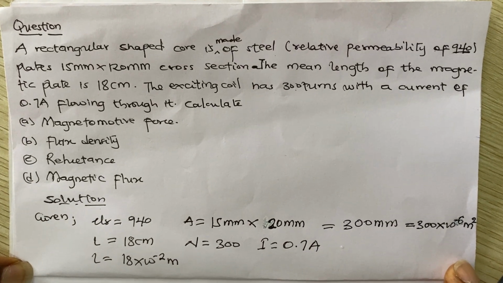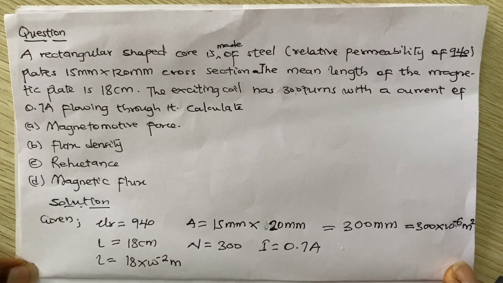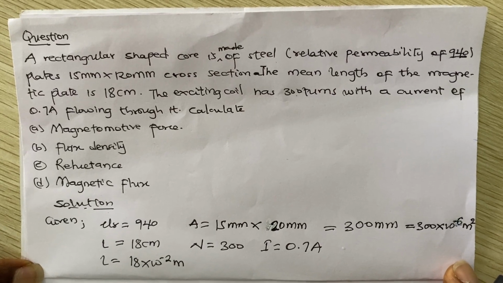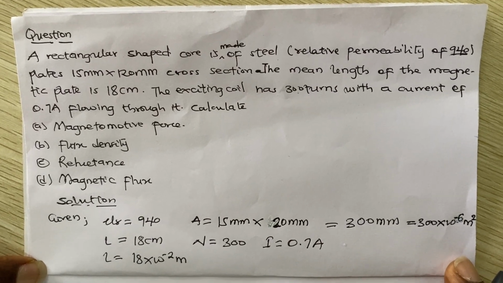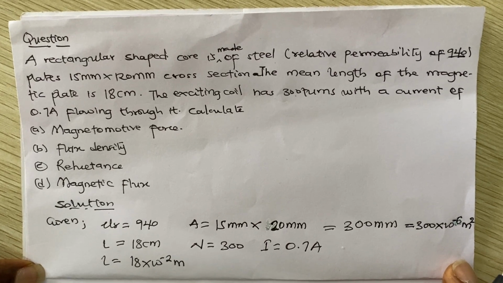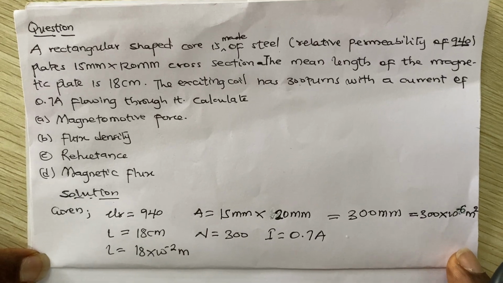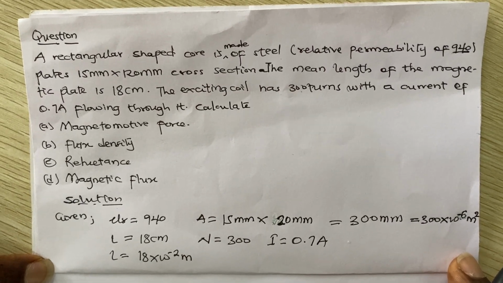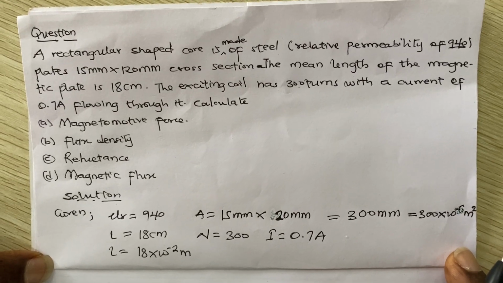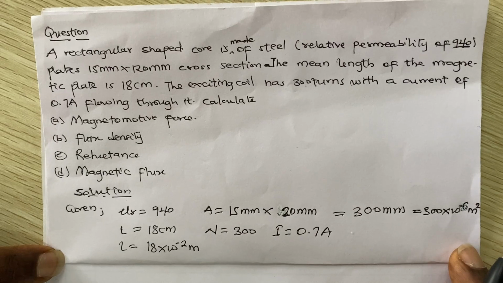Today we'll be solving a question on electromagnetism, and the question reads: a rectangular shaped core is made of steel plates 15 millimeters by 120 millimeters cross section. The mean length of the magnetic plate is 18 centimeters. The exciting coil has 300 turns with a current of 0.7 amperes flowing through it. Calculate A, the magnetomotive force, B, flux density, C, reluctance, D, magnetic flux, right?